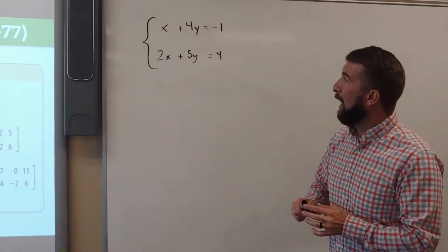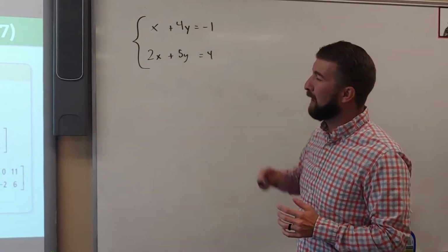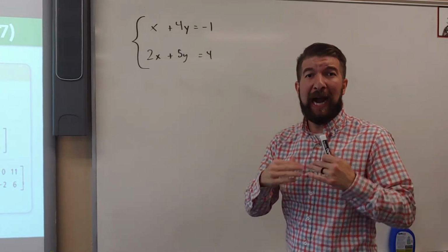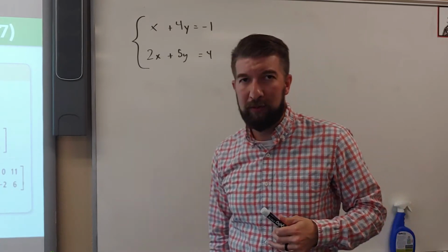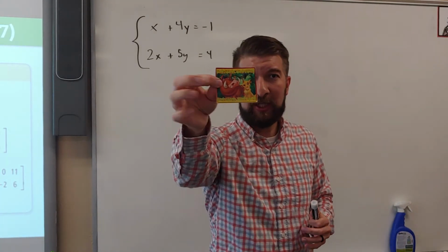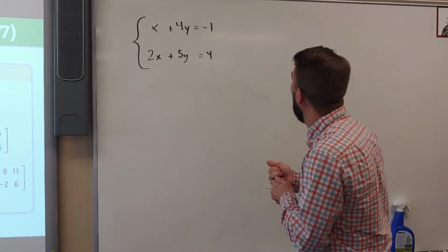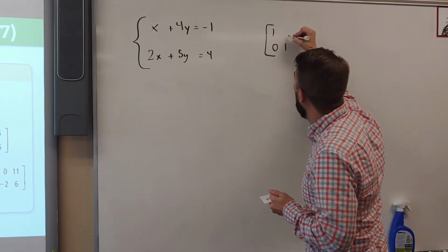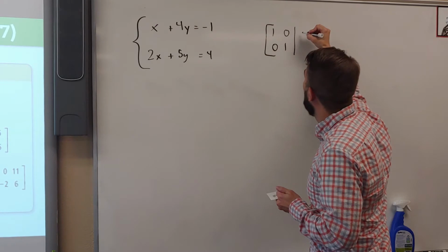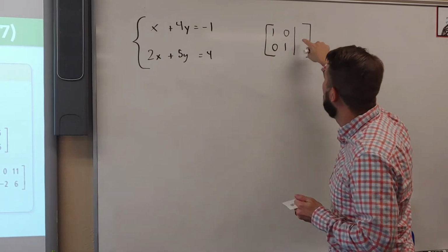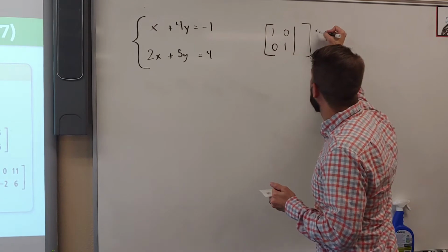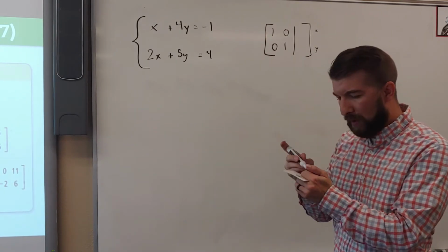So in our example, we have x plus 4y equals -1, and 2x plus 5y equals 4. First thing I like to do is draw the picture I'm aiming for. So I'm aiming for 1, 0, 1, 0. And then there's going to be something in there. That's going to be my answer. I'm going to have my x and my y.